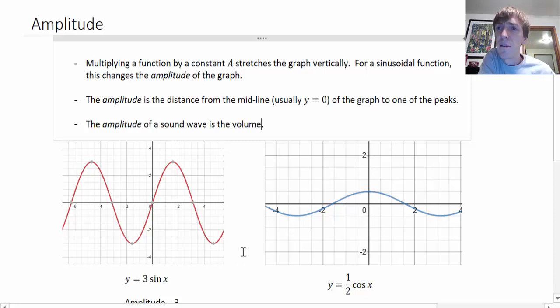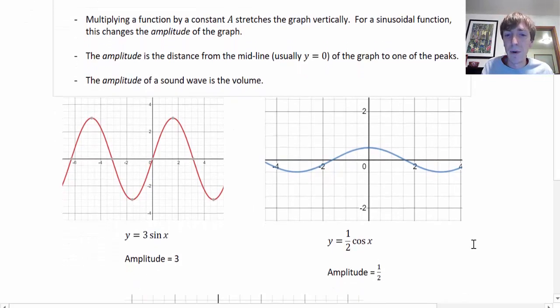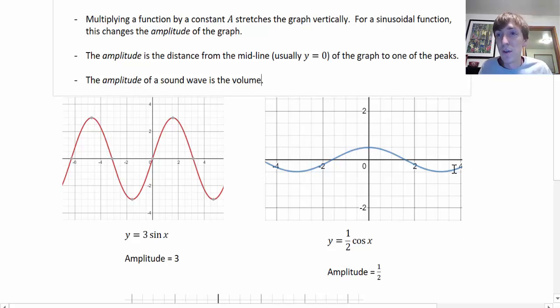So in terms of how this gets used, amplitude of a sound wave, for example, is volume. So it can be a measure of something like how much energy the wave is carrying, although that's not always the case. So it's pretty easy to adjust and also detect. Like, for example, this is y equals 1/2 cosine x. I've multiplied it by 1/2, so I've changed the amplitude from 1 to 1/2, and we can see that the distance from here up to the top is 1/2.